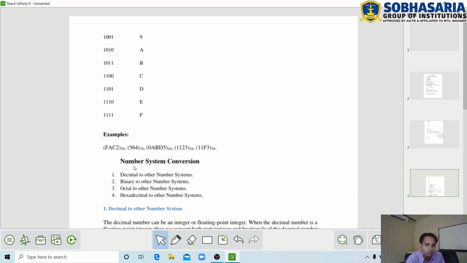Now, we look at how to convert one base to another base. So, number system conversion. Here, first is decimal number to another number system.